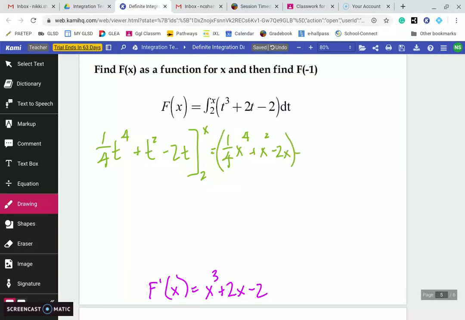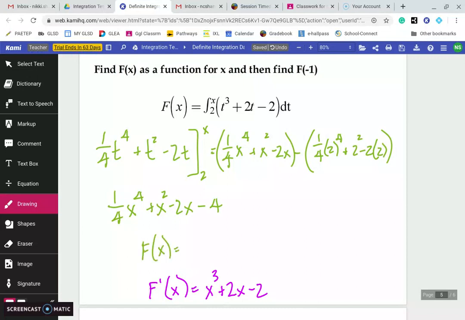That's my first part. Now I'm going to subtract when I plug in 2. Plus 2 squared minus 2 times 2. So my first one here is not going to change. It's still just going to be 1/4 x to the 4th plus x squared minus 2x. But then my second one here, let's see, this is going to be 4 plus 4 minus 4 is just 4. So there you go. You're going to have minus 4. So f of x, capital F of x, I'm sorry, I keep saying f of x when I mean capital F of x, is going to be 1/4 x to the 4th plus x squared minus 2x minus 4.